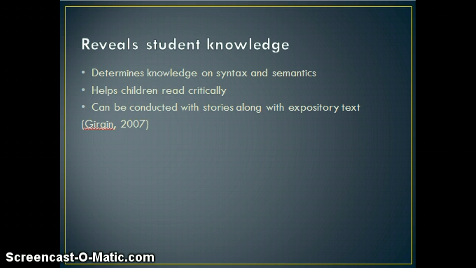And this study also reveals student knowledge, so it's effective in helping us to see what knowledge our students have of syntax and semantics, which are language cue systems used during meaning construction. Cloze Procedure helps children to read critically and guide themselves through reading. Cloze applications conducted with stories along with expository texts play an important role in grasping words that are used in social studies, social science, and science lessons, as quoted by Gergen in his study.